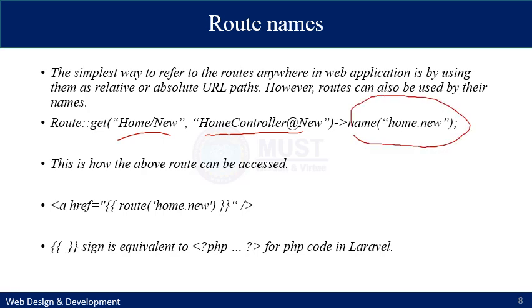So whenever you want to access this route, you can call the route method in your view and call home dot new. So this route will be accessible in the href of your anchor tag. These two curly braces are used to actually execute PHP code in your HTML file, and these are equivalent to the sign we have used earlier, that is, question mark PHP and question mark ending with the braces.